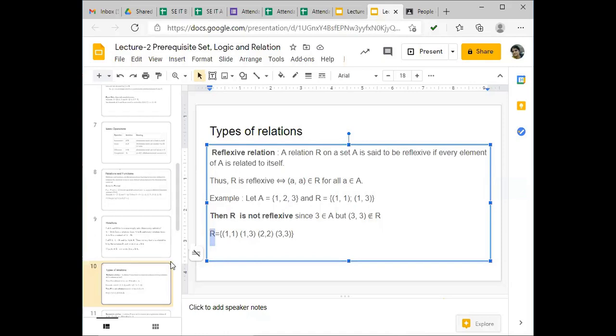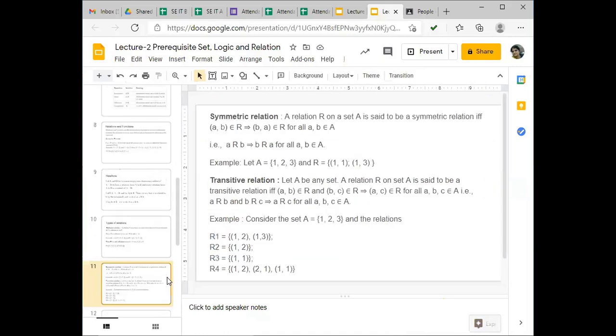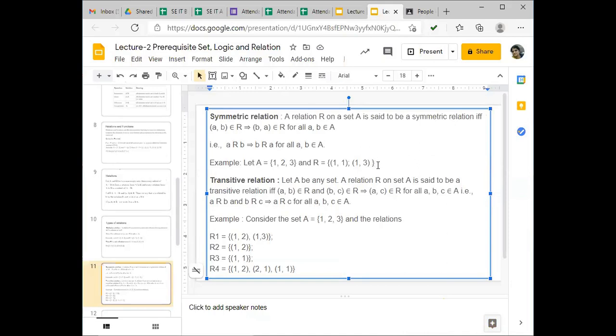Okay, so this is about reflexive. The second is symmetric relation. Listen carefully. If A is related to B, B should be related to A. Okay, coming to the same example again. Is this symmetric? Is this symmetric?